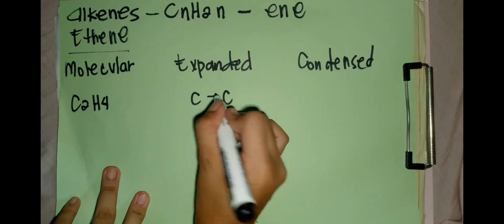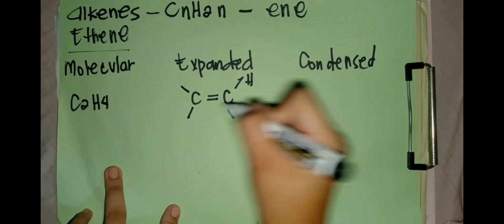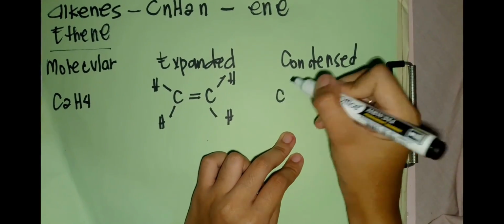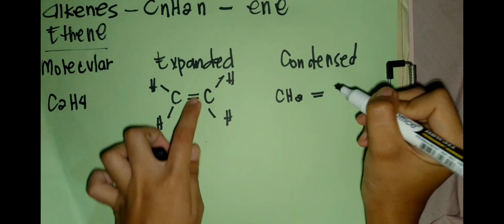So, ang alkene is double bond na siya. So, ayan, double bond natin. And then, we're going to bond it with the hydrogen. So, balance na siya, diba? And then, ang pagsulat natin ng condensed is CH2 double bond CH2.